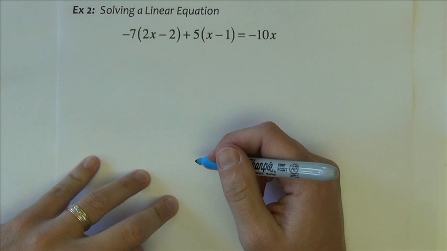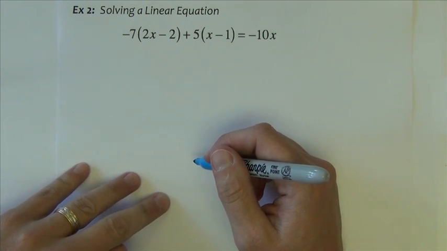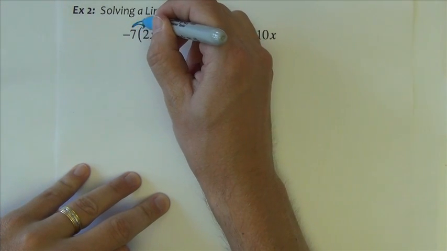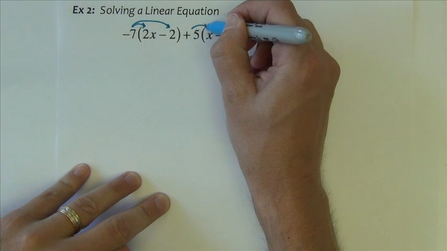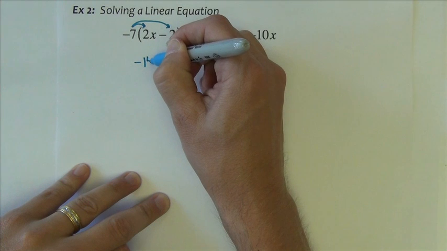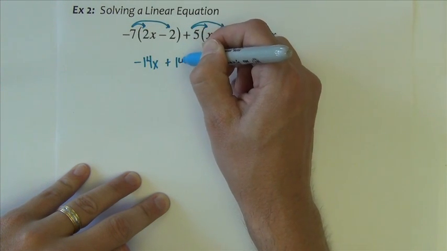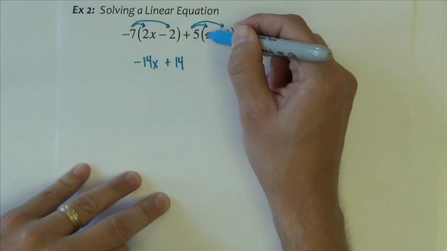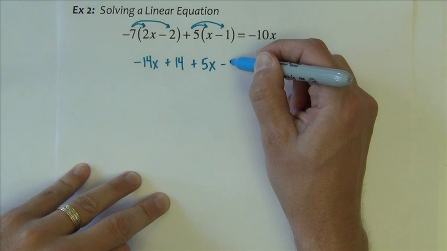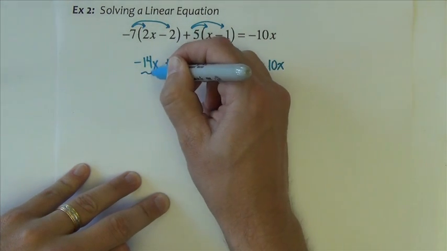In example number 2, same type of problem as the first example, just a pretty straightforward linear equation in one variable. We're going to begin by distributing the numbers outside the parentheses. So negative 7 times 2x is negative 14x. Negative 7 times negative 2 is positive 14. Then we're going to have positive 5 times positive x is positive 5x. Positive 5 times negative 1 is negative 5 equals negative 10x.